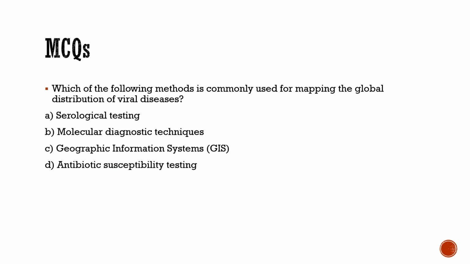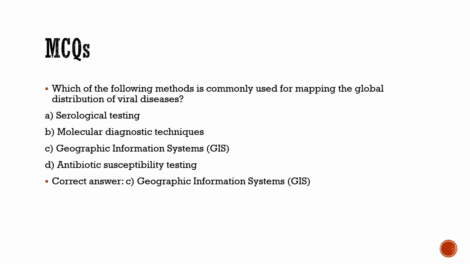Now let us discuss some multiple choice questions. Which of the following methods is commonly used for mapping the global distribution of viral diseases? A. Serological testing. B. Molecular diagnostic techniques. C. Geographic information systems. D. Antibiotic susceptibility testing. The correct answer is C.